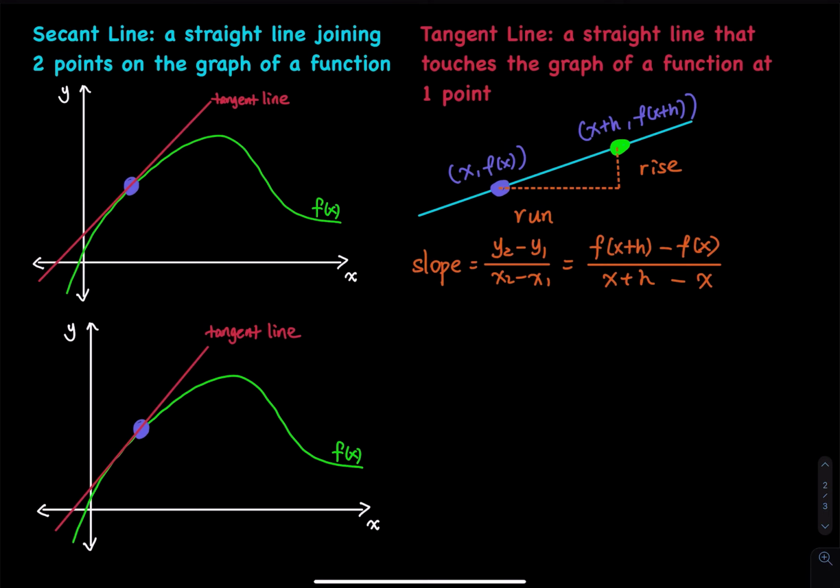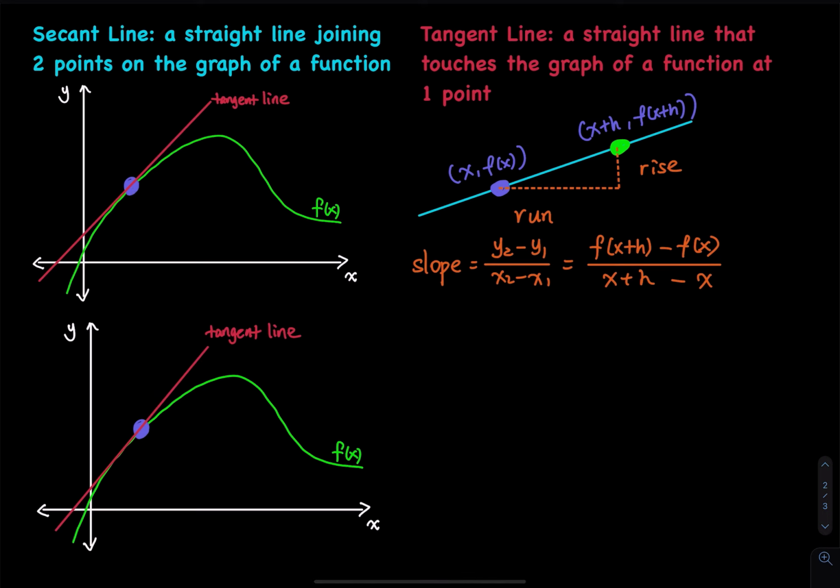Here is what I am going to do. I have a green curve, f of x. I would like to find the slope of the green curve at the purple point using this tangent line. What is a tangent line? A tangent line is a straight line that touches the graph of a function at exactly one point. So I have a straight line touching this purple point exactly one time. That means the slope of this tangent line is equal to the slope of the green curve at this point.